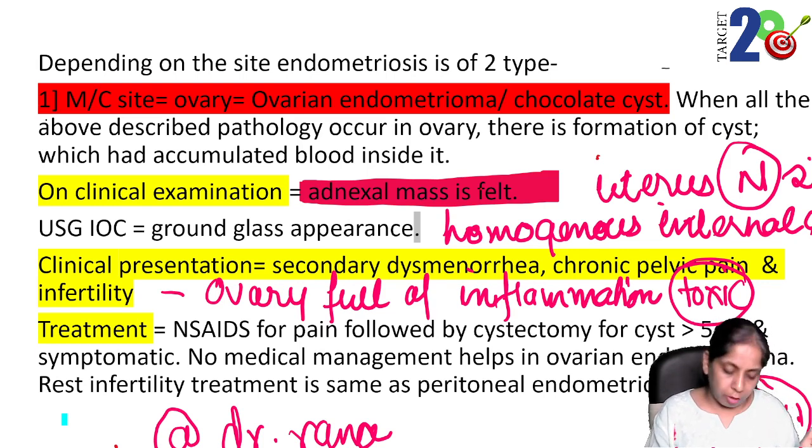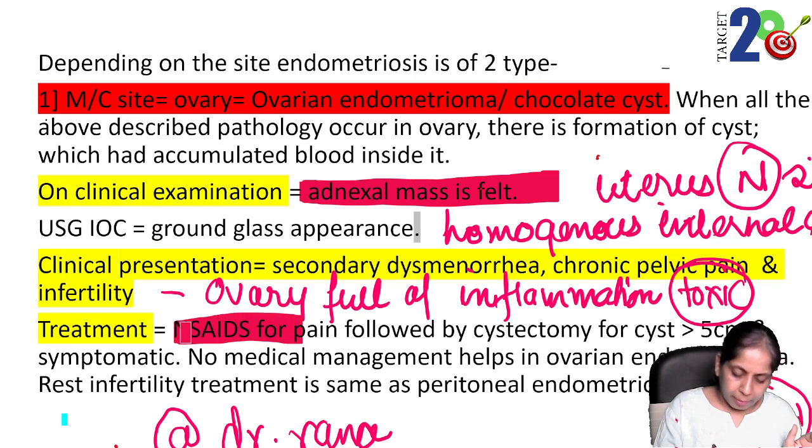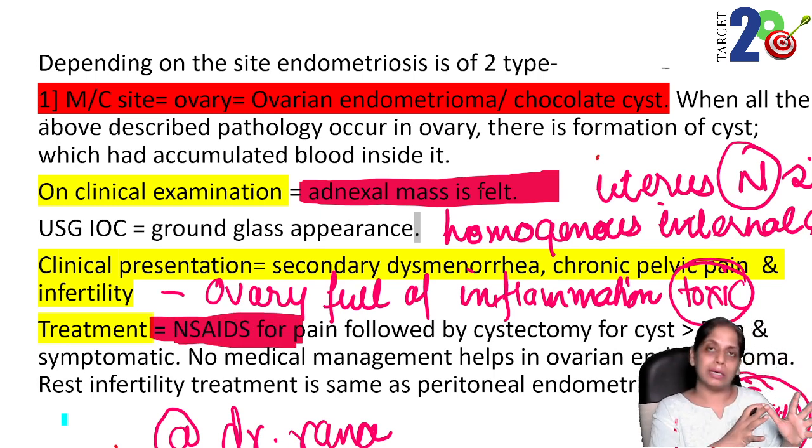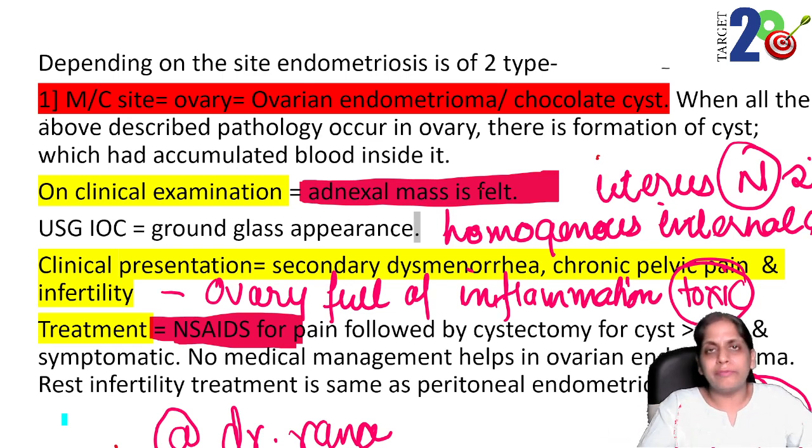Next is treatment. What is the treatment of this? Here I would like to tell you, for the starting of treatment, we can give NSAIDs. First of all, for these ovarian cysts, we treat the pain. I told you there are two main symptoms, pain and infertility. So what is the treatment for the pain of this ovarian endometrioma? Usually we give NSAIDs, but if the patient doesn't respond to it, then we have to do the cystectomy.